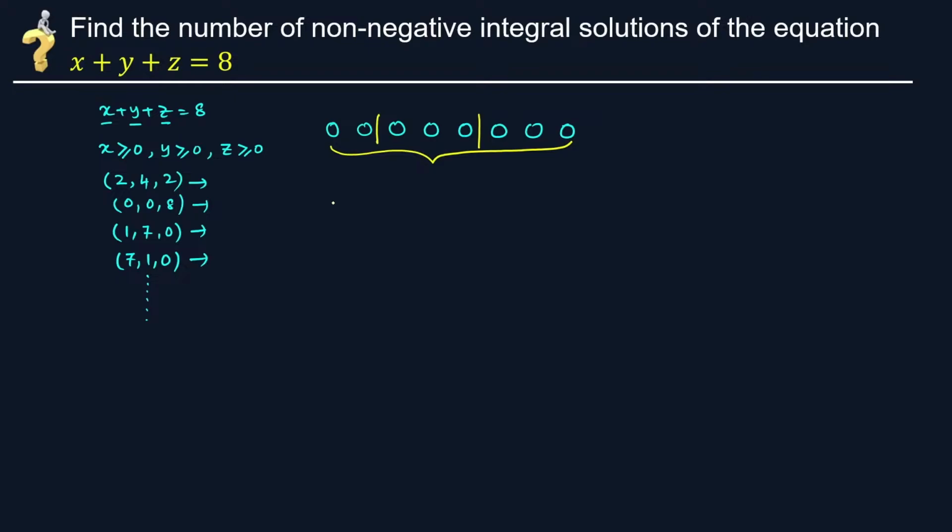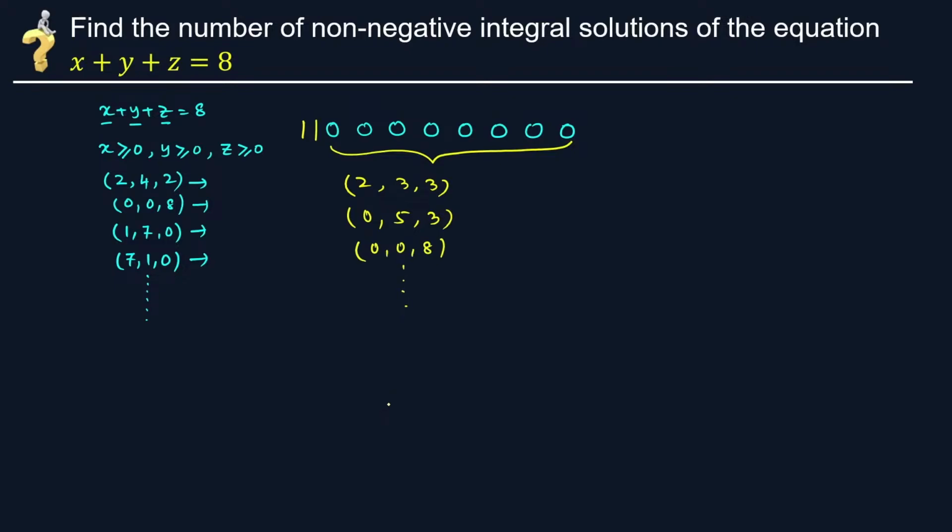Is it yes or no? See, if this separator is here, the solution is 2, 3, and 3. It's a solution. Now, if this separator goes here, the solution will be 0, 5, and 3. Again, if this separator comes here, we are having 0, 0, 8, and this thing goes on.